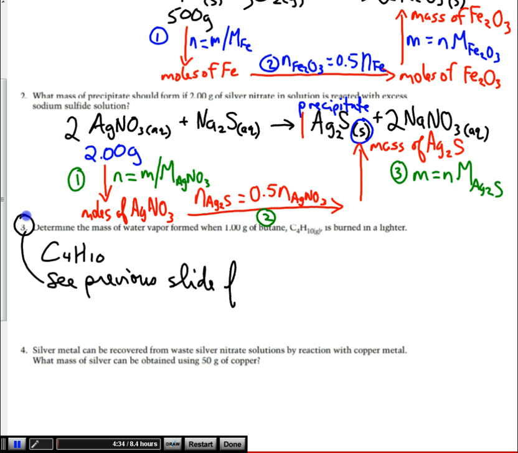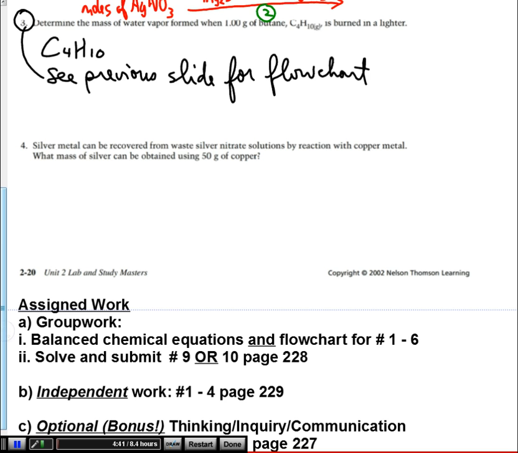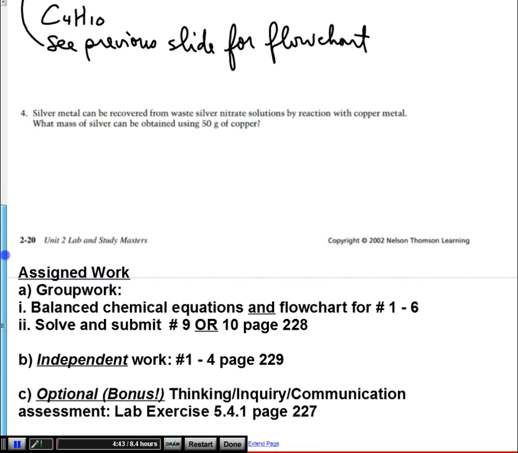Okay, for flowchart. Okay, number 4, last one here before we sign off. Your assigned work, as you can see there, there's a good variety of different things that you're working on. In groups, you're going to be working on balancing chemical equations, giving a flowchart for some questions 1 to 6, solving and submitting 9 or 10, page 228 in your group, independently working on 1 to 4. And then there's an optional bonus thinking inquiry communication assessment, which is lab exercise 5.4.1.